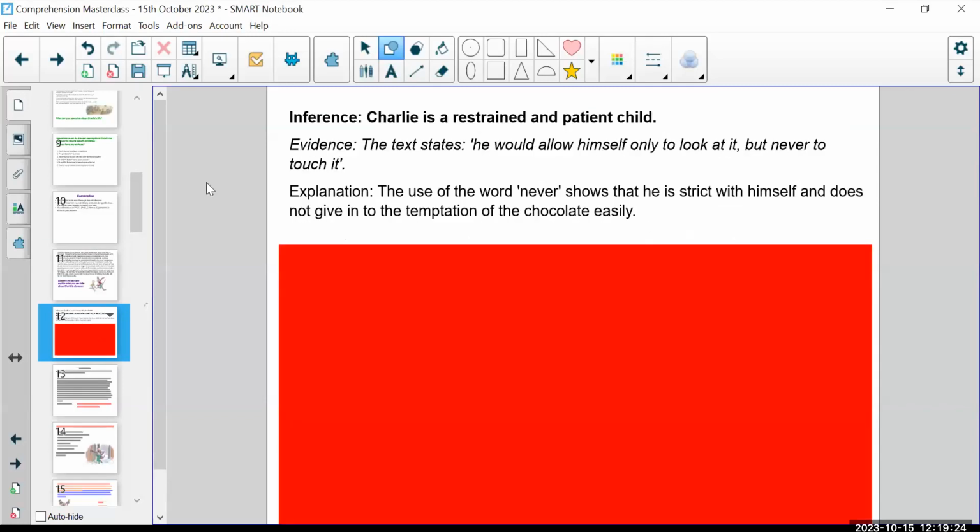There we go. So my inference is this: Charlie is a restrained and patient child. Okay, that's my point, my inference. Evidence: the text states he would allow himself only to look at it, but never to touch it. Now, I've explained further by choosing a key word that I think stood out to me that emphasized Charlie's patience. The use of the word never shows that he is strict with himself and does not give in to the temptation of chocolate easily.